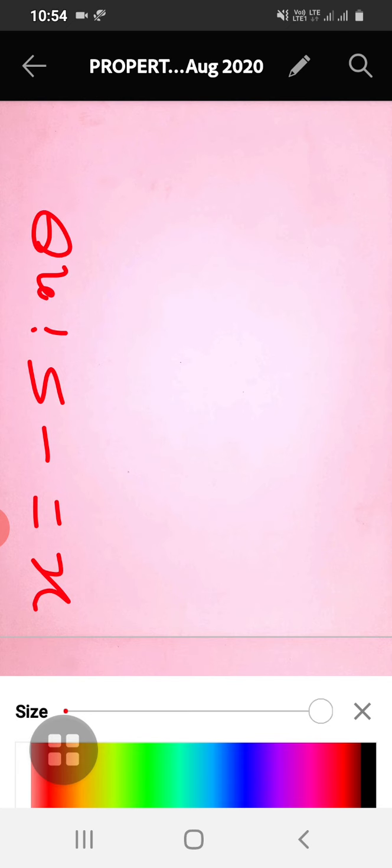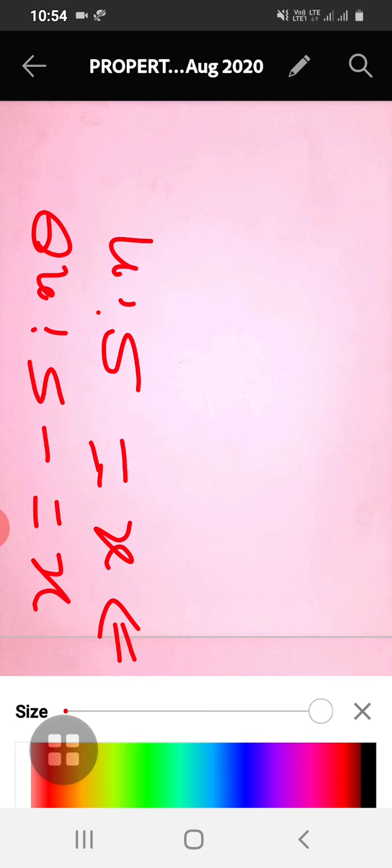So that is, I got x is equal to minus sin theta. Okay, or this implies x is equal to minus sin theta, I can write that as sin of minus theta, because we know sin of minus theta is equal to minus sin theta, both are same. So I have written like this.